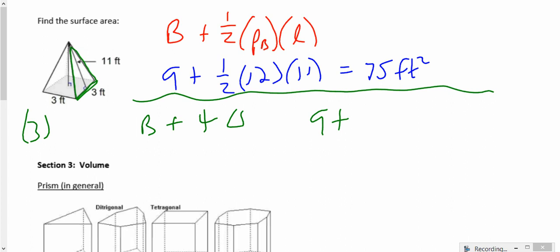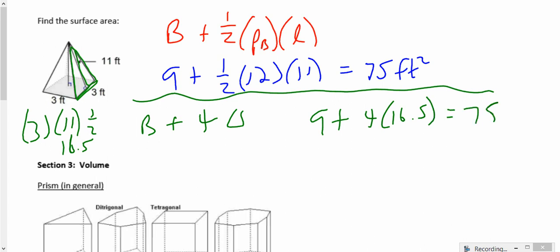a height of 11, and we take that times a half. Now if we do that, we would get 16.5. And each one of those is the same, so there's 4 of them. So it would be 4 times 16.5, and that would give you the same result. Kind of giving you a choice, but it's up to you which one to use.